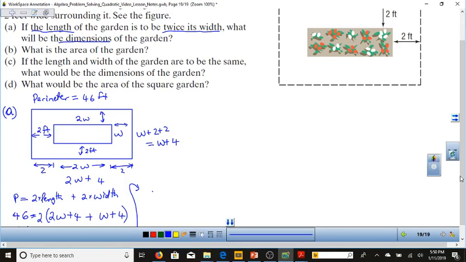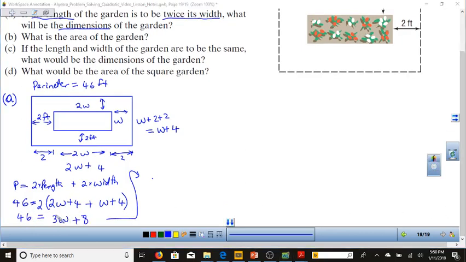46 is equal to 6W plus 16. And now let's correct that. Subtract the 16 from both sides, we get 30 is equal to 6W, which means the width would therefore have to be 5 feet.